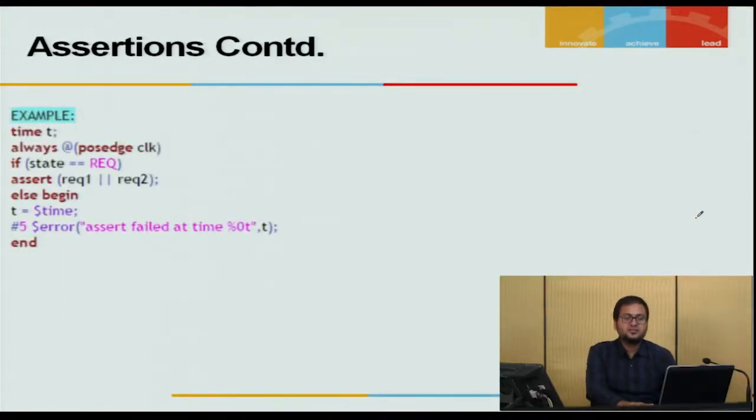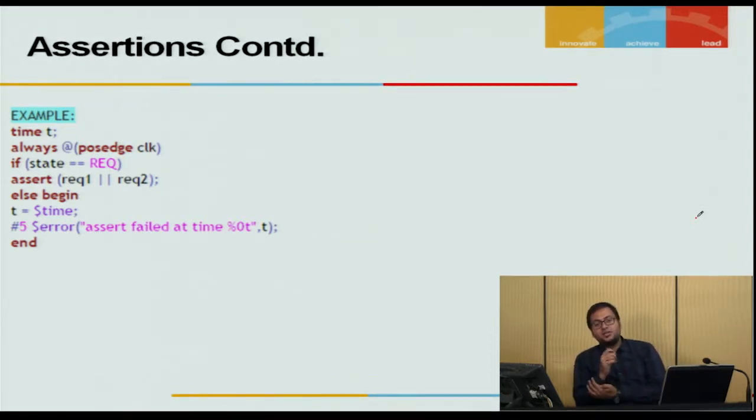So this is a particular example of an assertion in which this is a time t, and always at posedge clock you check whether the state is equal to request. Now you are seeing whether request 1 or request 2 is high or not. If any of the requests is high, the assertion passes, and if not, then you will flash an error that assertion failed at time t equal to %0t.